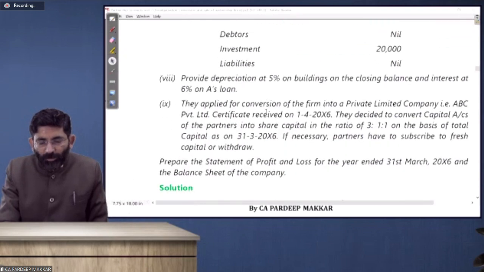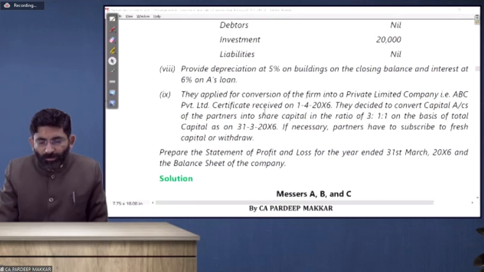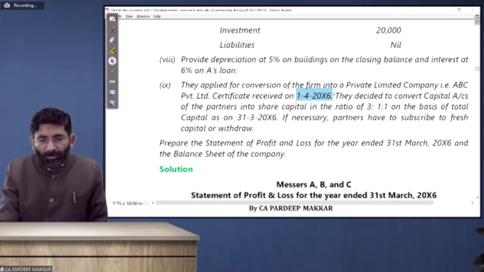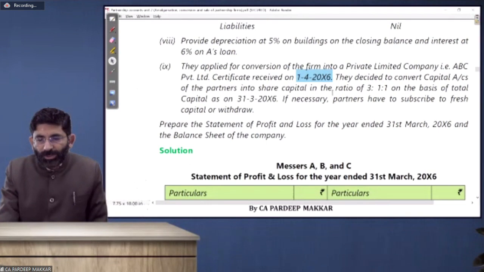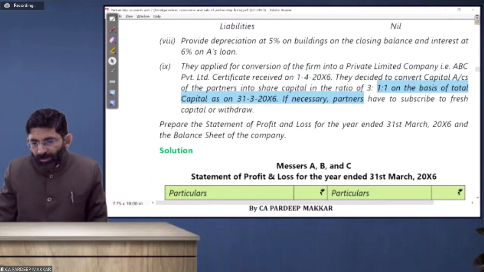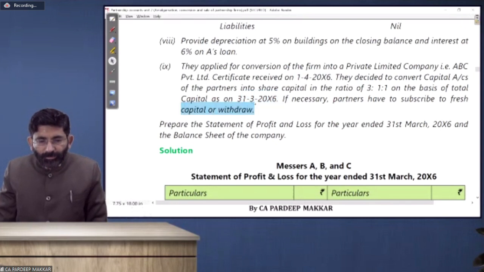They applied for conversion of the firm and certificate received on 1st of April 2016. So conversion is planned now on 1st of April. Decided to convert capital into share capital in the ratio of 3:1:1. So that has been made clear to him on the basis of total capital as on 31st of March 2016. If necessary, partners have to subscribe fresh capital or to withdraw. So all that is given to you.